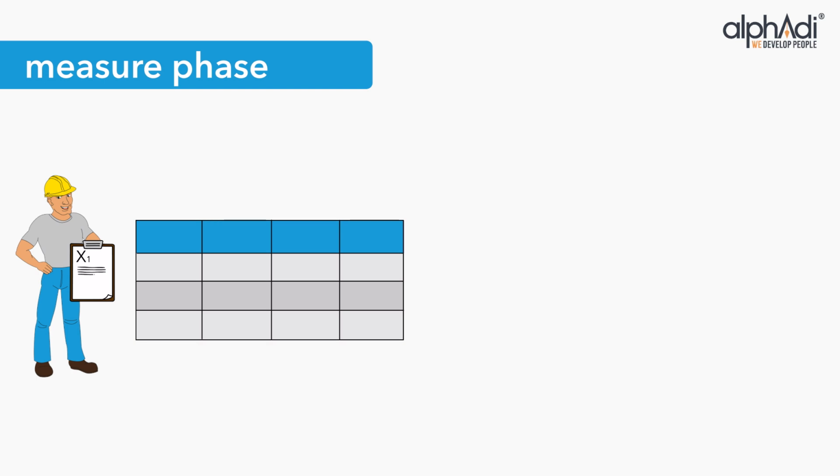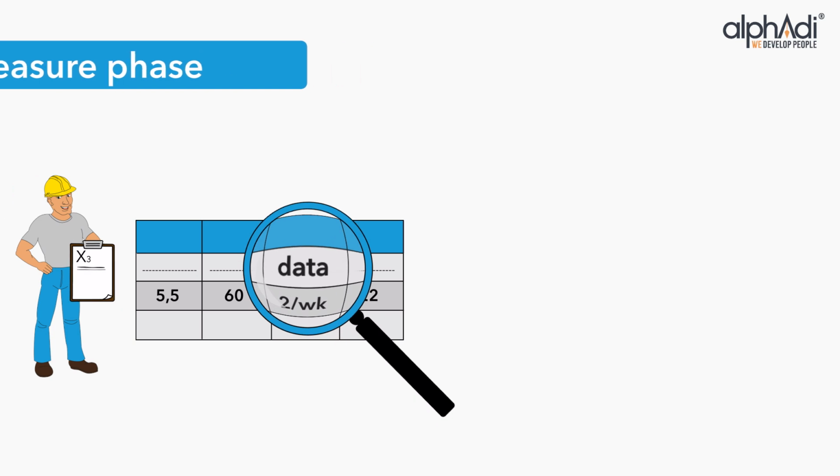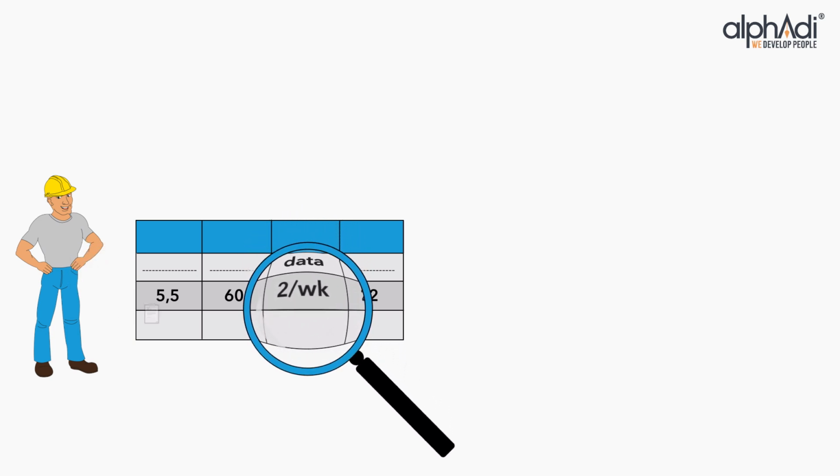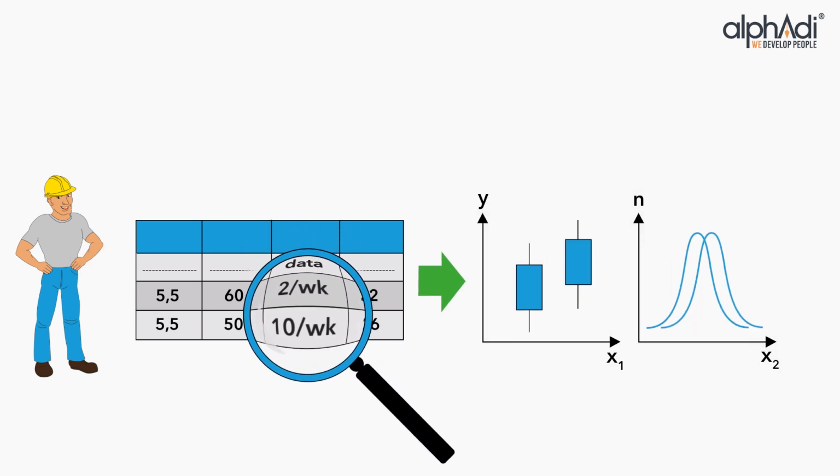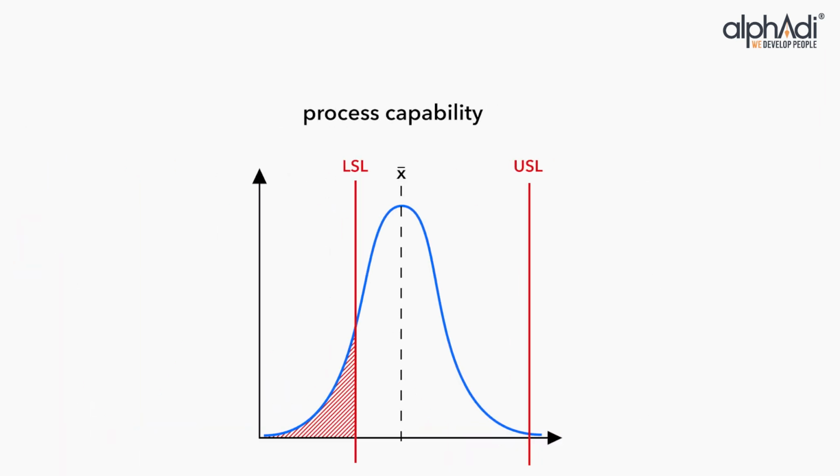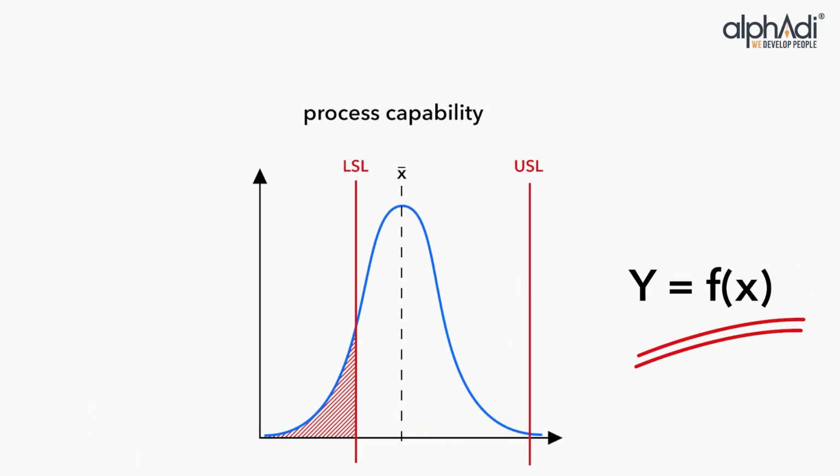In the measure phase, we systematically collect reliable data on the influencing factors that we have identified in the define phase. This means that we zoom into these factors and plot them in diagrams. At the end of the measure phase, the current process capability of the big why is determined.